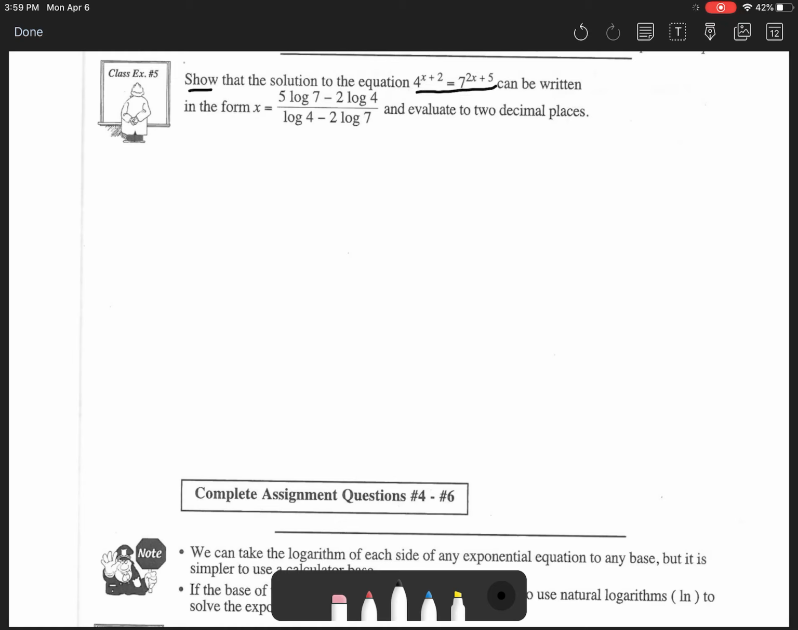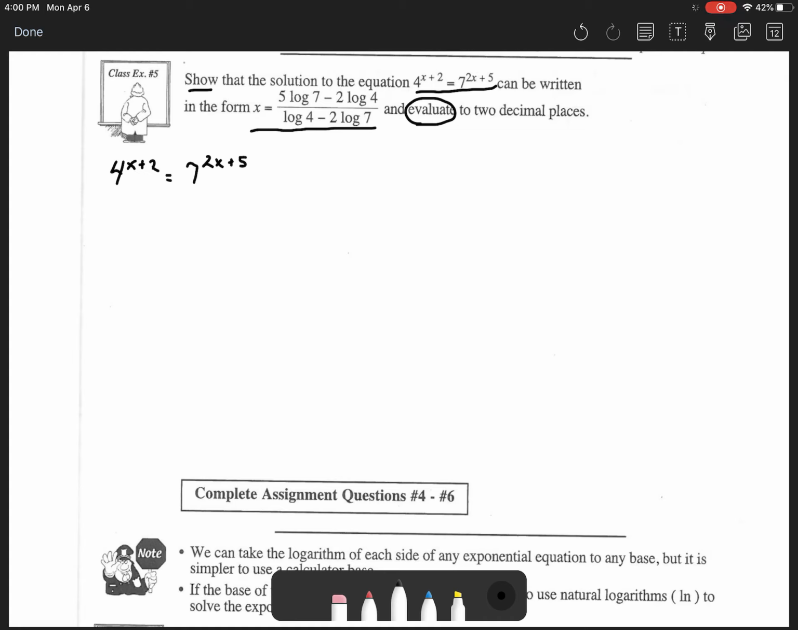So again, show, that means I'm going to start with this, I should end up with this. And then evaluate means show what the answer is or what the value of that is. So at that point when we get to the end, punch those numbers into your calculator and see the value that comes out. So I will just start with the original equation: 4 to the exponent of x plus 2 is going to equal 7 to the exponent of 2x plus 5.